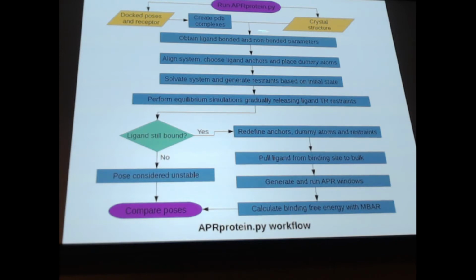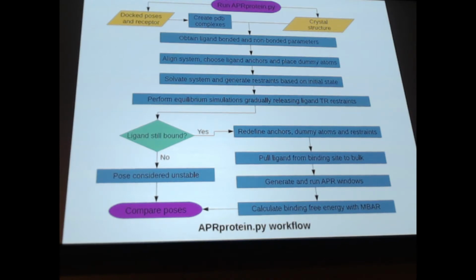First it's going to obtain the ligand bonded and non-bonded parameters using GAFF and also AM1-BCC. Then you align the system and choose the ligand anchors, which is automatic now. And then also place the dummy atoms, which is also done in the workflow. So once you start here, you don't do anything. The only thing you do is compare the poses afterwards. Then you solvate the system with the chosen number of water molecules, generate the restraints based on the initial state, and from that you do equilibrium simulations.